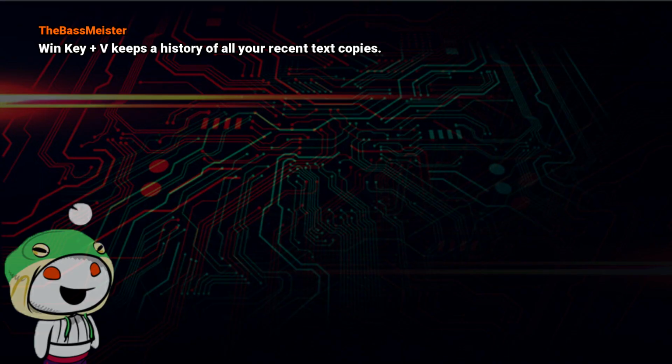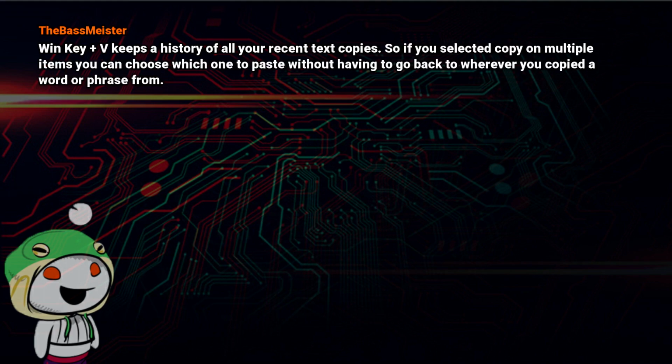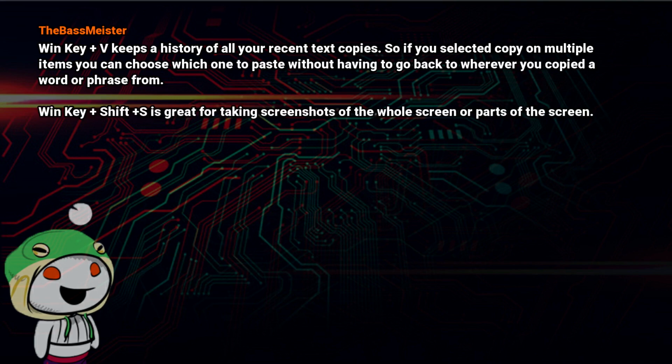Win V keeps a history of all your recent text copies. So if you selected copy on multiple items, you can choose which one to paste without having to go back to wherever you copied a word or phrase from. Win Shift S is great for taking screenshots of the whole screen or parts of the screen.